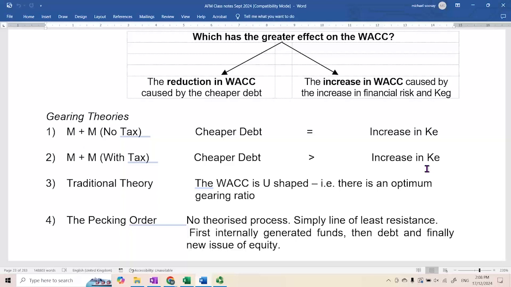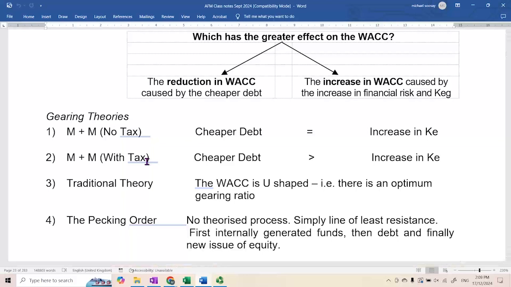All right? Yeah. So again, M&M, first theory, no tax. I will elaborate. Assumes that the benefit of debt and the increase in KE is the same. So I'll show you shortly that there's no optimal capital structure. And then later, M&M revised their theory to introduce tax, right? 1963, I think. And when they included tax, the argument shifted. The argument was, the more debt you have, the better it is.